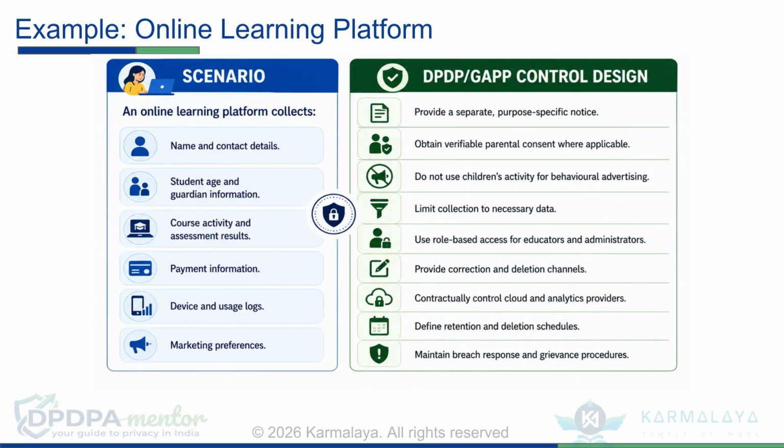The platform should not treat all data collection as one broad consent. Course delivery, payment processing, learner support, analytics, and marketing should be considered separate purposes. If the platform serves children, it should implement age assurance and parental consent controls, while avoiding prohibited tracking or targeted advertising practices. It should also ensure that teachers, administrators, processors, and marketing teams receive only the data necessary for their functions.